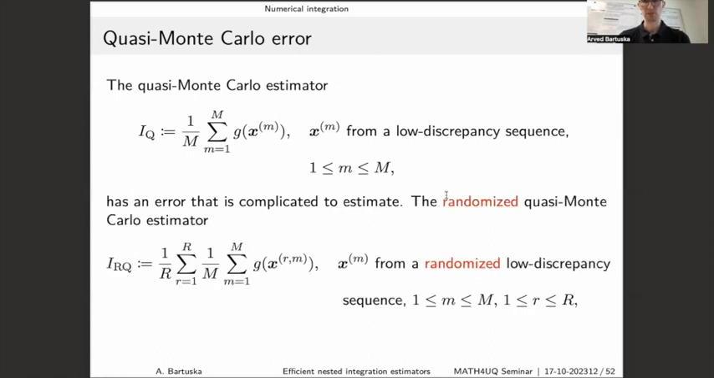What we do instead is we use randomized quasi-Monte Carlo. And the randomized quasi-Monte Carlo estimator basically means we use low discrepancy points and then randomize all the points. And this way we can use the central limit theorem again. So this outer randomization is basically Monte Carlo of the quasi-Monte Carlo estimator. And this error is much simpler to estimate.